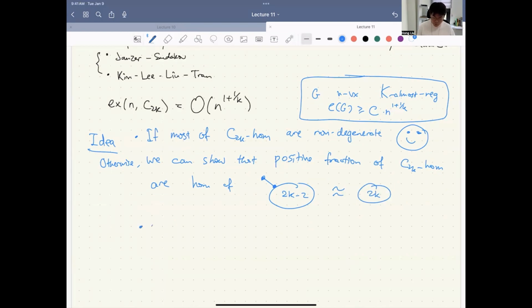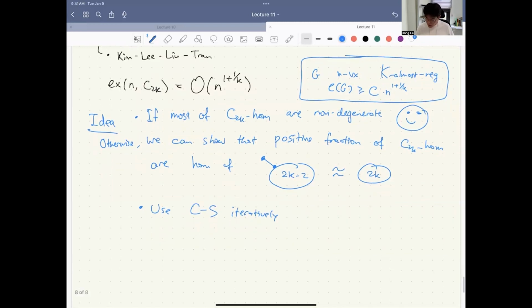Now we use Cauchy-Schwarz iteratively. We can show what? Then we show that C2K minus 4 with 2 pendant edges can be shown to be roughly the same as 2K minus 2 with a pendant edge. Their homomorphism counts are roughly the same. Okay, this is roughly the same as 2K, we already said.